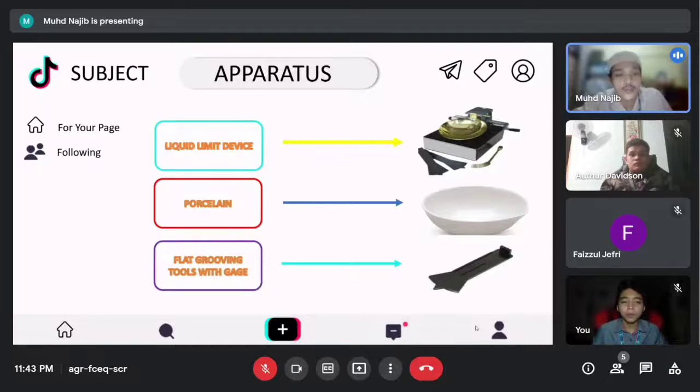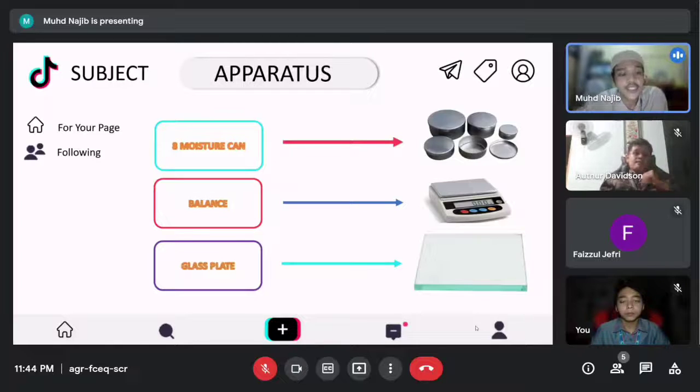So today I'm going to present about the apparatus. The first apparatus is the liquid limit device, or we call it Casagrande. Next is the porcelain dish to put the soil mixture. Then the flat grooving tool with gauge to make the line. Next apparatus we need is the moisture can to put the mixture of the soil.